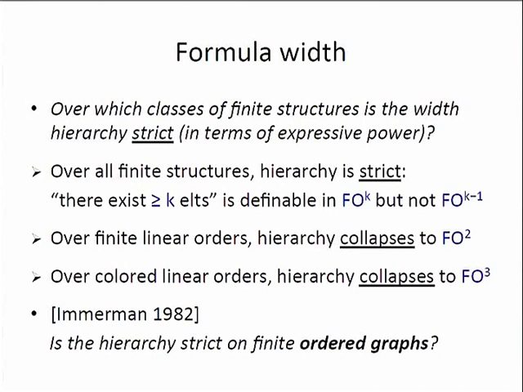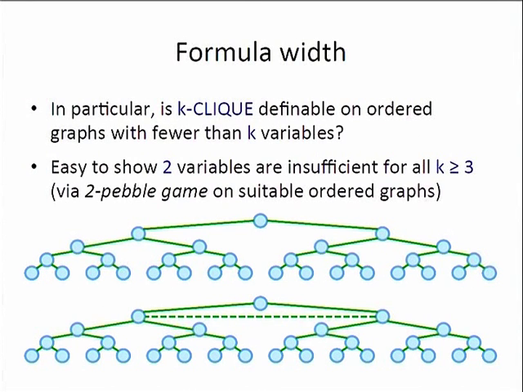But one question along these lines, which had been open for a long time, is whether this hierarchy is strict on the class of finite ordered graphs. And a natural property to consider in trying to separate this variable hierarchy is the property of whether there exists a k-clique, because it's obvious how to define with a k-variable sentence that there exists a k-clique in an ordered graph, but it's not clear how to do so with fewer than k variables, even if you have access to some linear order.